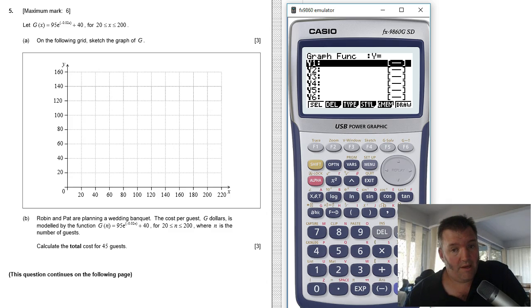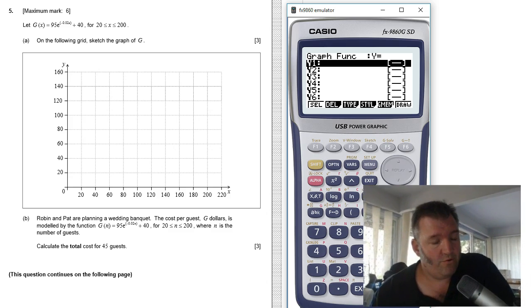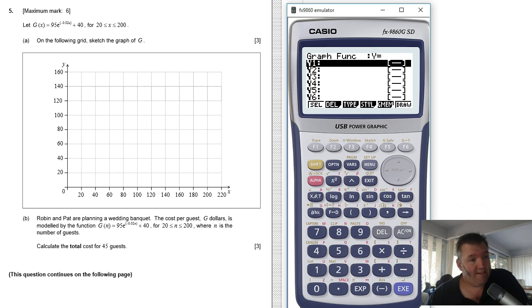Back again, May 2015, Paper 2, Time Zone 1, Question 5. Let g of x equal 95 e to the negative 0.02x plus 40, for values of x between 20 and 200. On the following grid, sketch the graph of g.